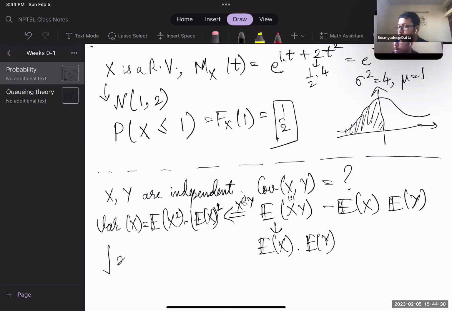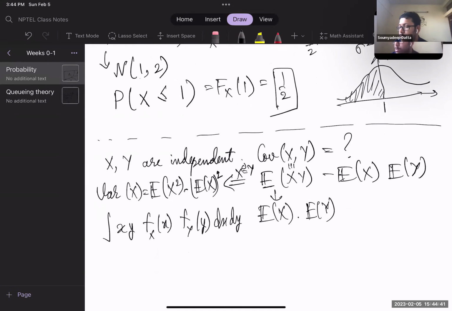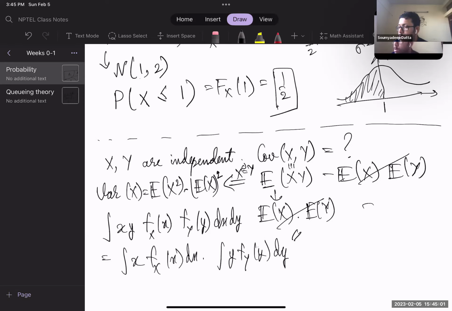If the PDF of xy can be written as fx of x times fy of y, when you do the integration over dx dy, you can separate it into two separate integrations: x fx of x dx times y fy of y dy. So I just very quickly derived it. This is the expectation of x, this is the expectation of y. You get this formula, so both of these terms cancel out and you get 0.